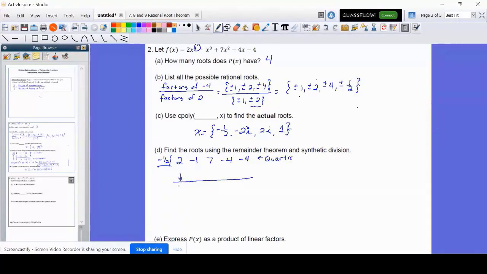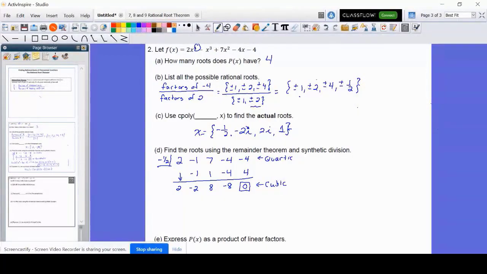We bring down the 2. Negative 1/2 times 2 is negative 1. Add those up. Negative 1 and negative 1 is negative 2. Negative 1/2 times negative 2 is a positive 1. Now we add. 7 plus 1 is 8. Multiply negative 1/2 times 8. We're going to get negative 4. Add them up. Negative 4 plus negative 4 is negative 8. Now we multiply. Negative 1/2 times negative 8 is 4. Add them up. Negative 4 plus 4 is 0. These are the coefficients on our cubic.